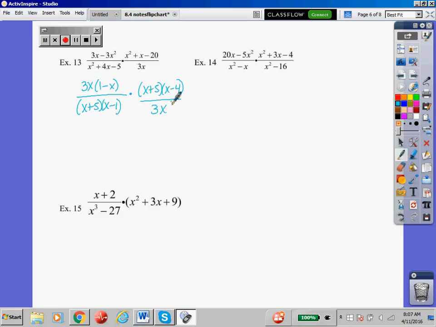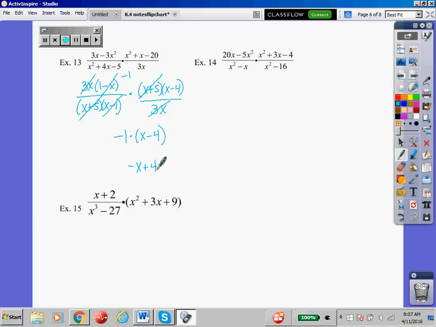Well, I can definitely cancel the 3x and 3x. I can cancel the x plus 5. What can I do with 1 minus x over x minus 1? Negative 1. Nice, that's a negative 1. So then let's look what's left, and I've got a negative 1 times x minus 4. That's negative x plus 4. There's nothing down in the bottom besides a 1. So you're not going to leave over 1. That's not as simplified. All right, you guys try example 14 on your own.